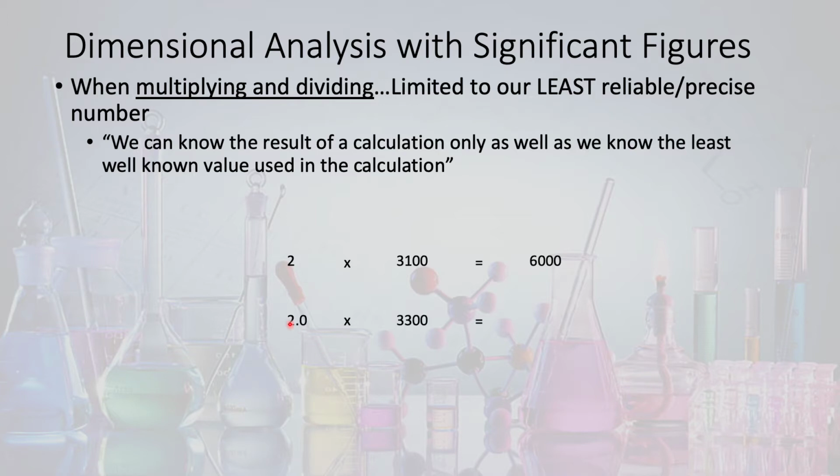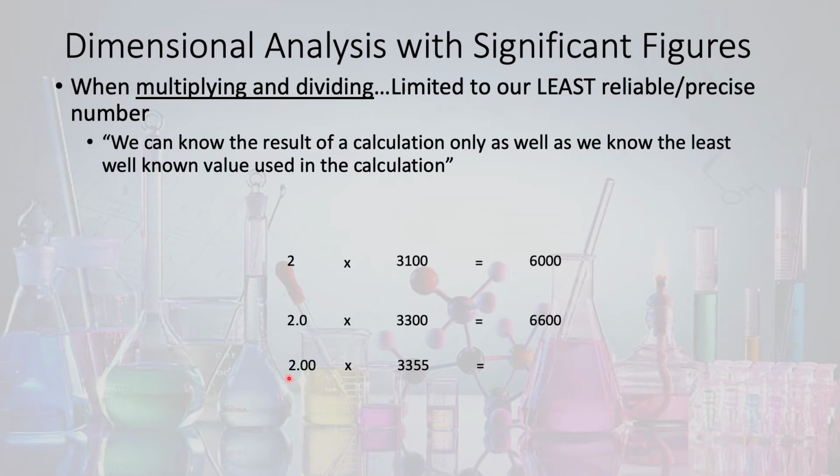In this example, we have 2.0, which contains two significant figures. Remember, this 0 to the right of a decimal counts as a significant figure, multiplied by 3,300. When we multiply these together, we arrive at 6,600, which has two significant figures, which matches both of our least precise numbers shown here.